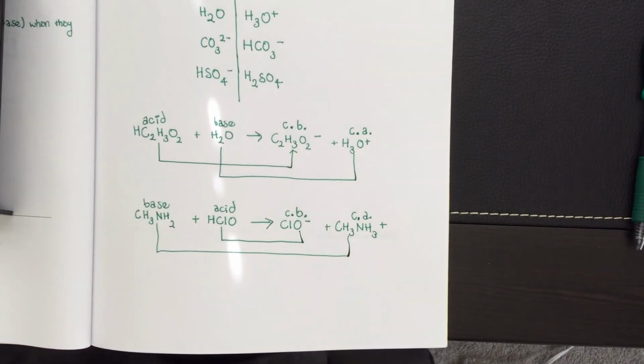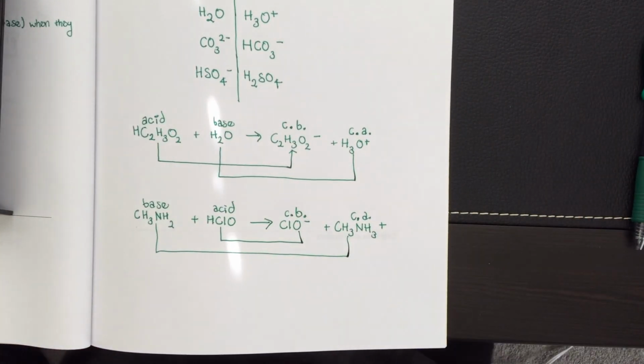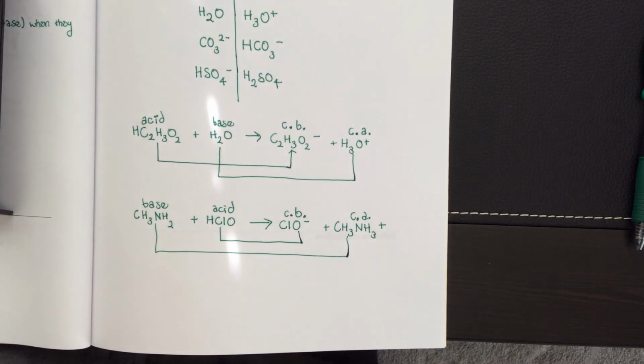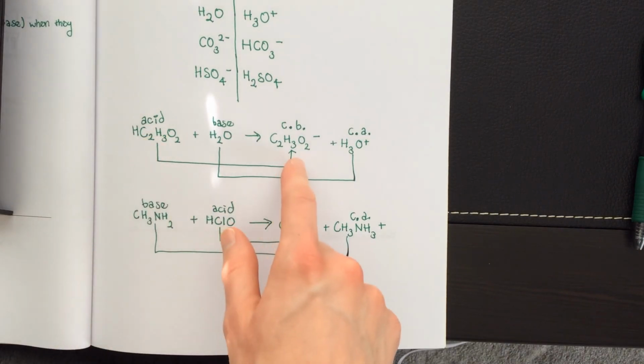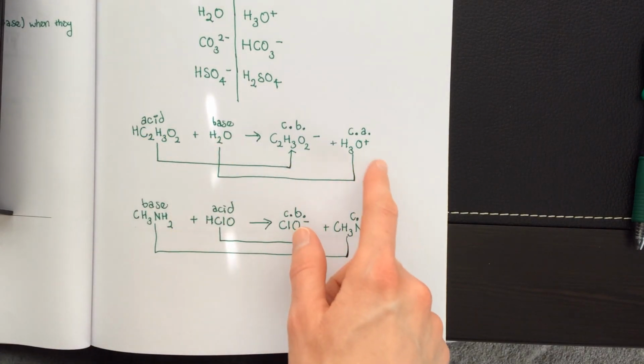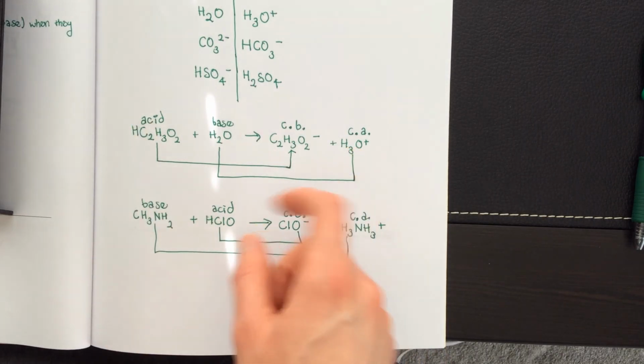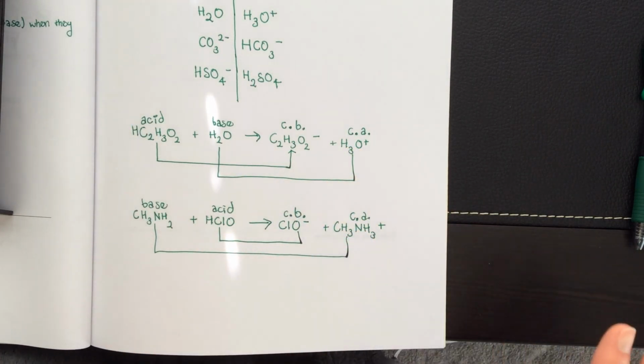Okay? So again, if you need help with this, let me know. But that's how conjugate acids and bases work. Remember, the acid always has to give away an H, and the base always has to accept just one H. Acid gives away one H, base accepts one H. If anything else is happening, it's not a conjugate acid-base reaction.